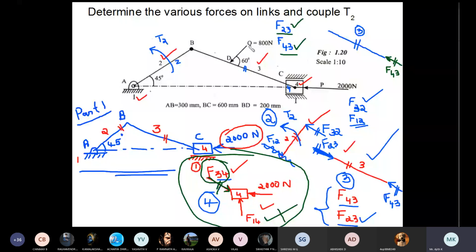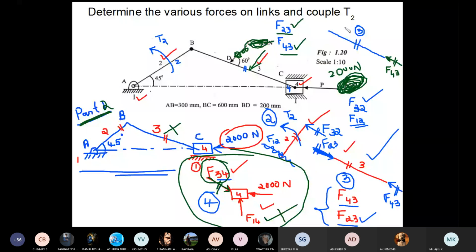Here we are dividing the entire solution into two parts. This is the first part, part 1. In part 1, what I'm doing is we'll neglect this 800 Newton. We'll consider only 2000 Newton. So the diagram will be like this. I'm not considering 800 Newton here. And in part 2, we'll neglect this 2000 Newton. We'll consider only 800 Newton and we'll complete the solution. So I'm in part 1 now. In part 1, I'm considering only 2000 Newton in the first half. I'm neglecting 800 Newton.